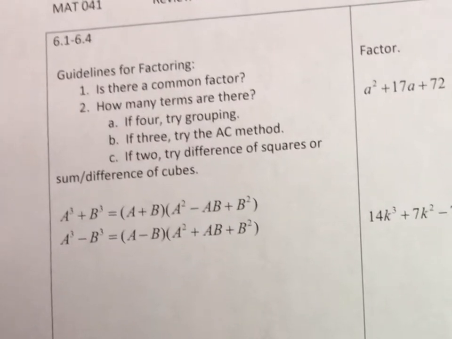So I put a couple things on here for you. Number 1, I put the guidelines for factoring up here, which say the same thing they've said all chapter long. Number 1, look for a common factor. And number 2, count how many terms. And of course, if there's 4, we'll do grouping. If there's 3, we'll do the AC method. If there's 2, first we'll try the difference of squares. And if it's not that, we'll try the sum or difference of cubes.